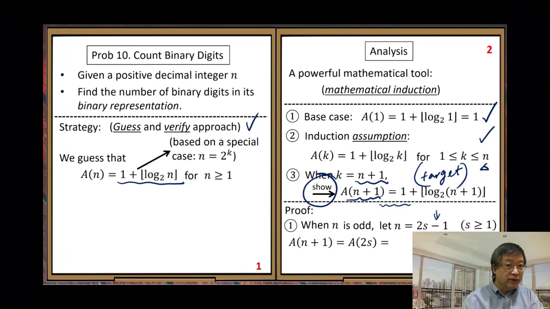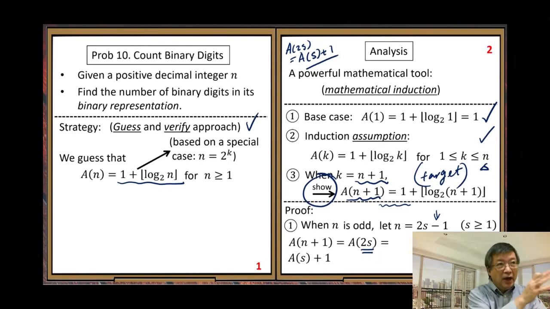A of n plus 1 equals A of 2s minus 1 plus 1. Minus 1 plus 1 cancel out, so A of 2s. Pretty neat. Why pretty neat? Because remember the recurrence relation: A of 2s equals A of the floor of 2s over 2, plus 1. 2s over 2 is s, and the floor function also gives s. How about that? Very simple, right? So it equals A of s plus 1.